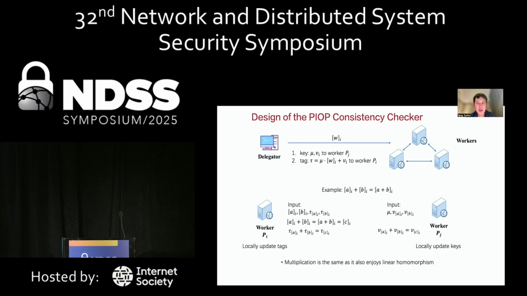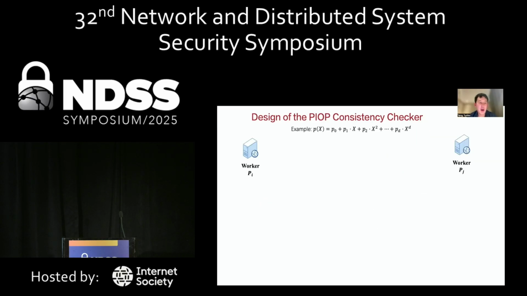Instead, to design an efficient PIOP consistency checker, the delegator needs to generate a tag along with a key to the workers. Mu and Vi go to the prover Pj, and the corresponding tag tau goes to Pi, where tau equals mu multiplied by wi plus vi, and this multiplication also enjoys linear homomorphism.